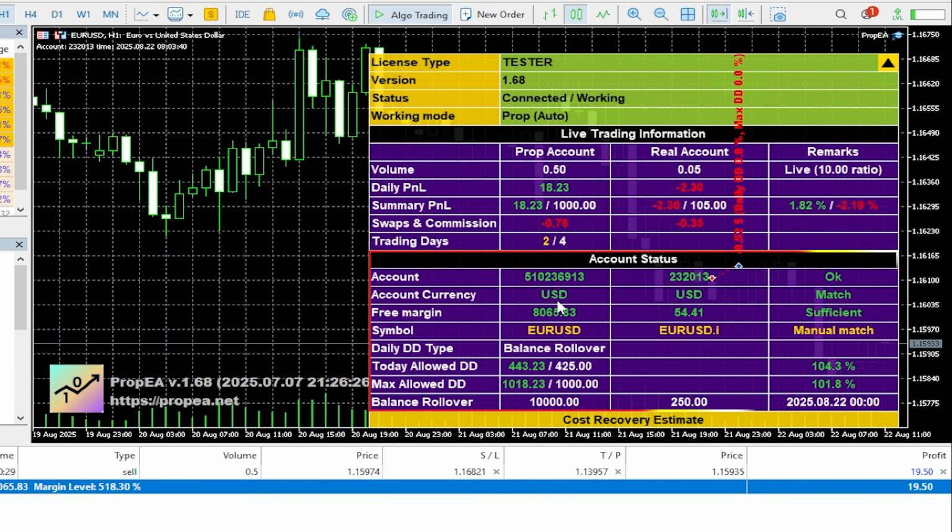And so we can see that it confirms a few things. It's telling us we've got sufficient margins, the account currencies are the same, and also important to make sure that your EA is trading one symbol and they're both the same symbol. So it's confirming that as well.